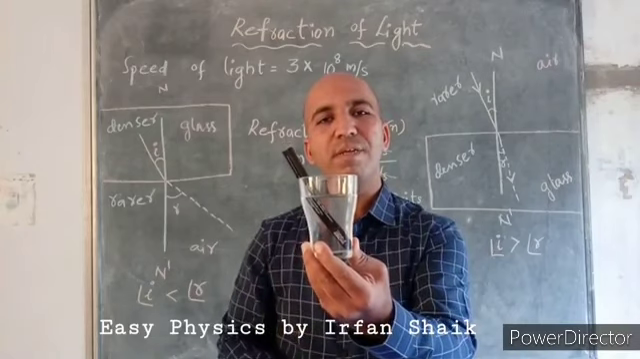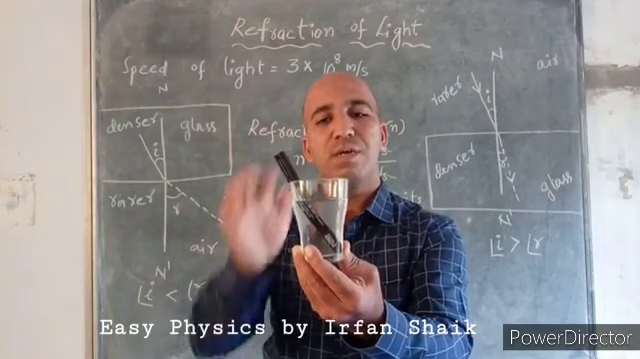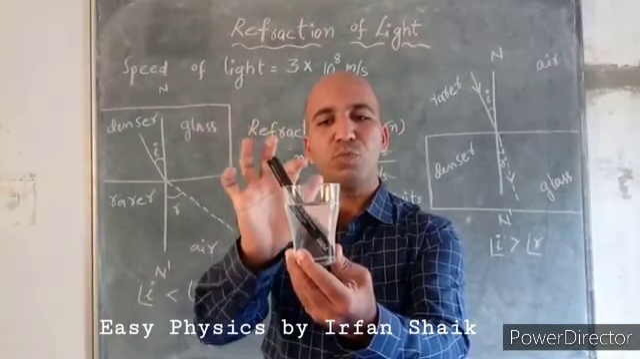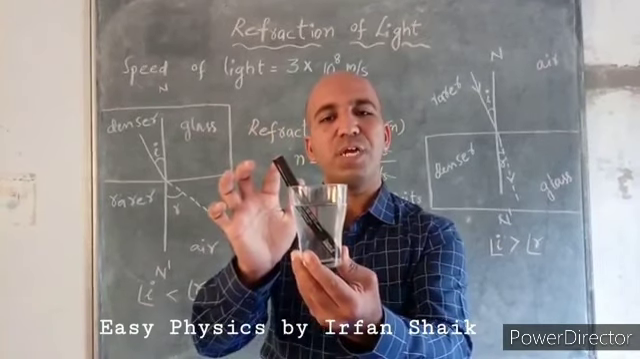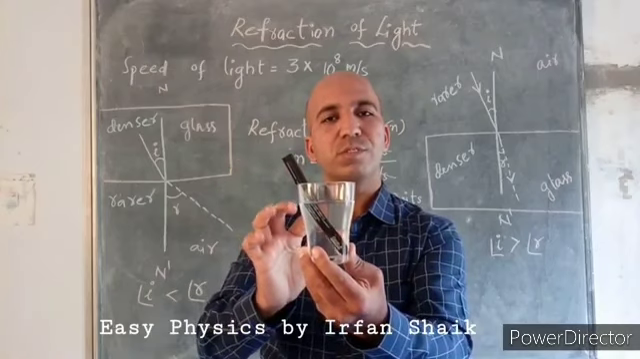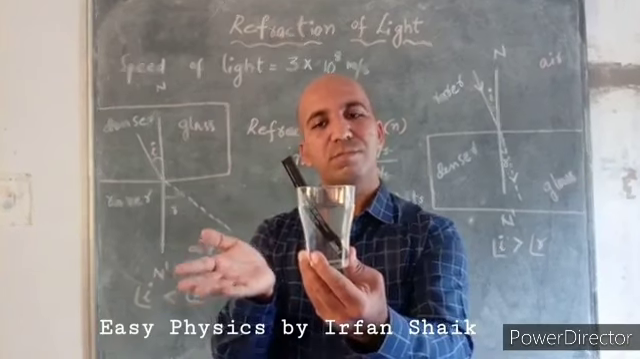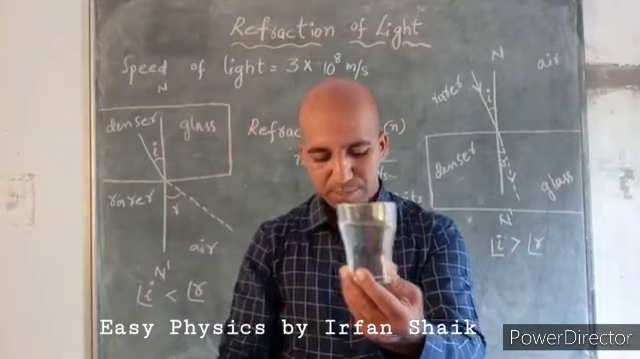Why is this happening? Because the speed of light is changing. Here we have air and here we have water. That means two different mediums. When the light is traveling from air to water, it looks like the light ray bends. This quality is called refraction. Let us take one more example.